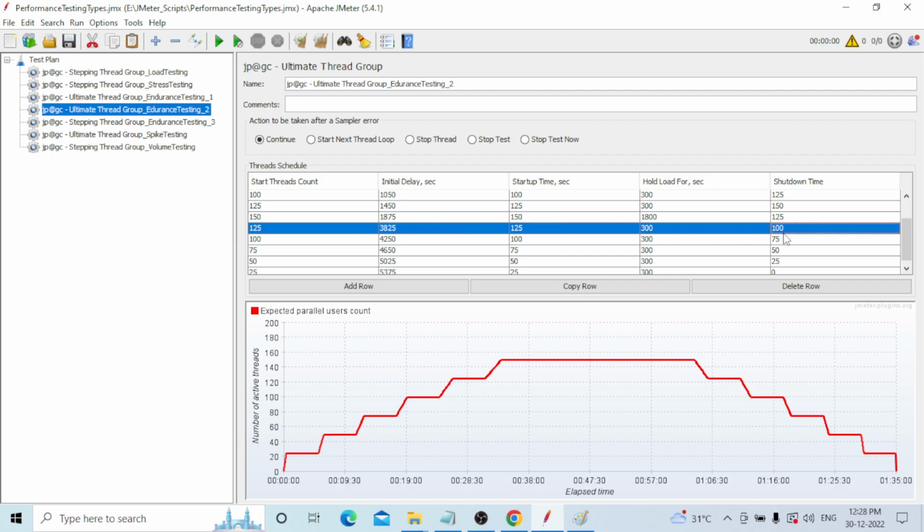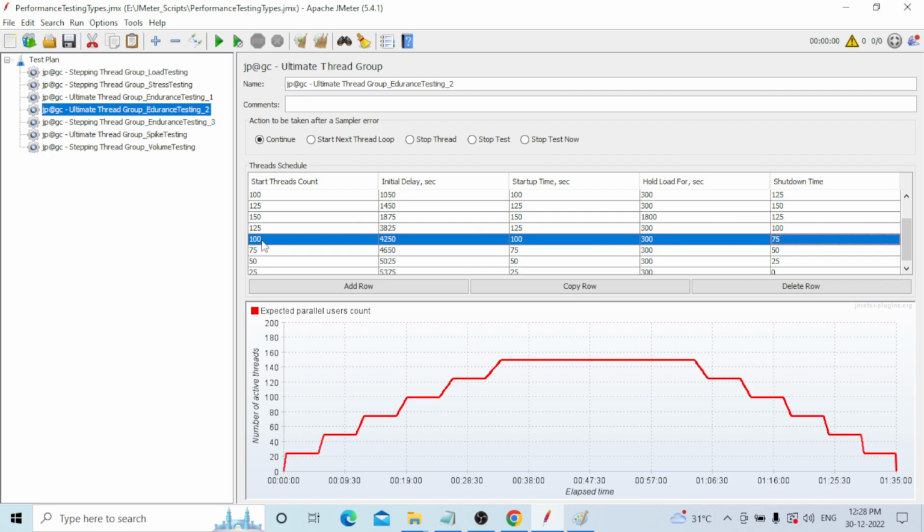After the 300 period, this one is 125 minus 25, 100. The second one, 100, you need to give 100. This one, startup time also 100 only. This one: 3825 plus 125 plus 300, total 4250.